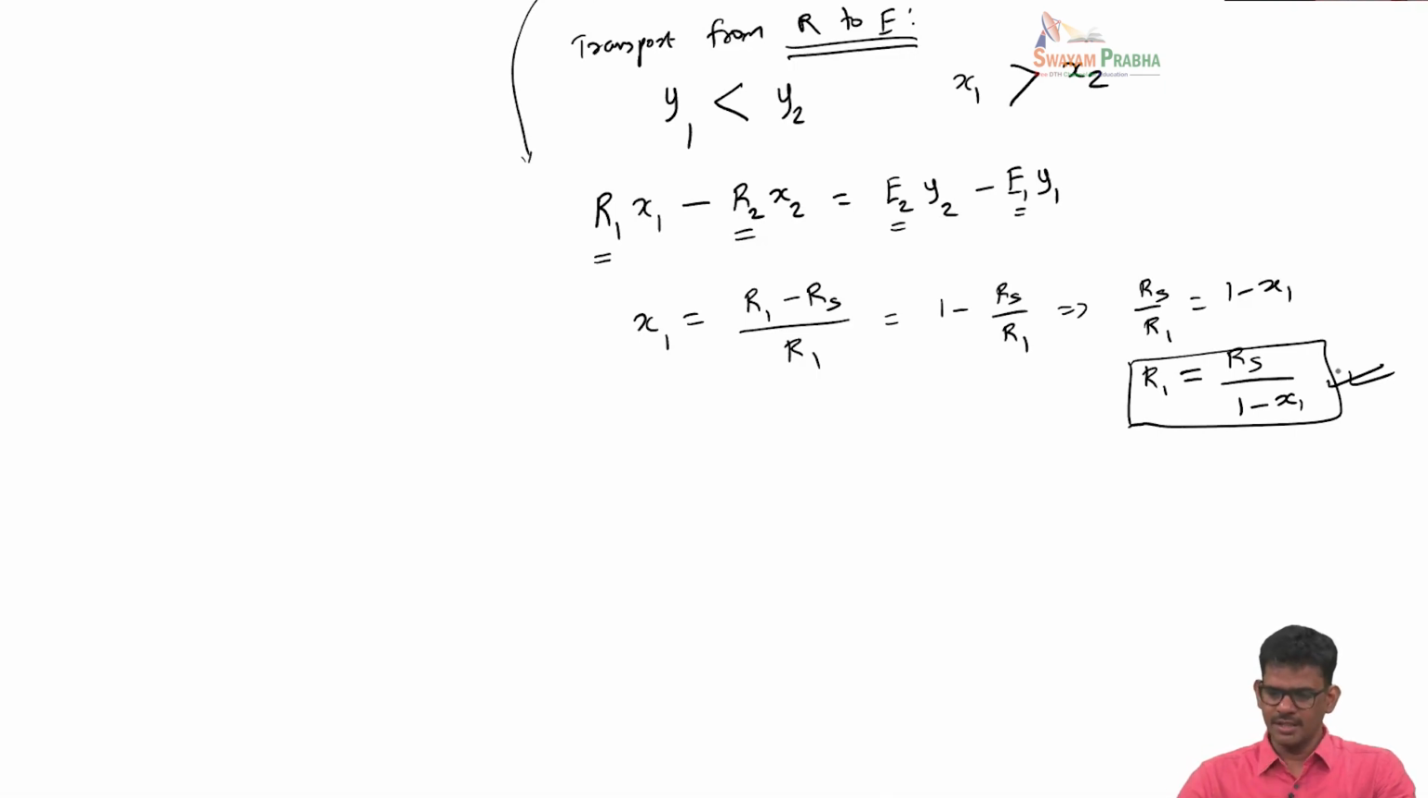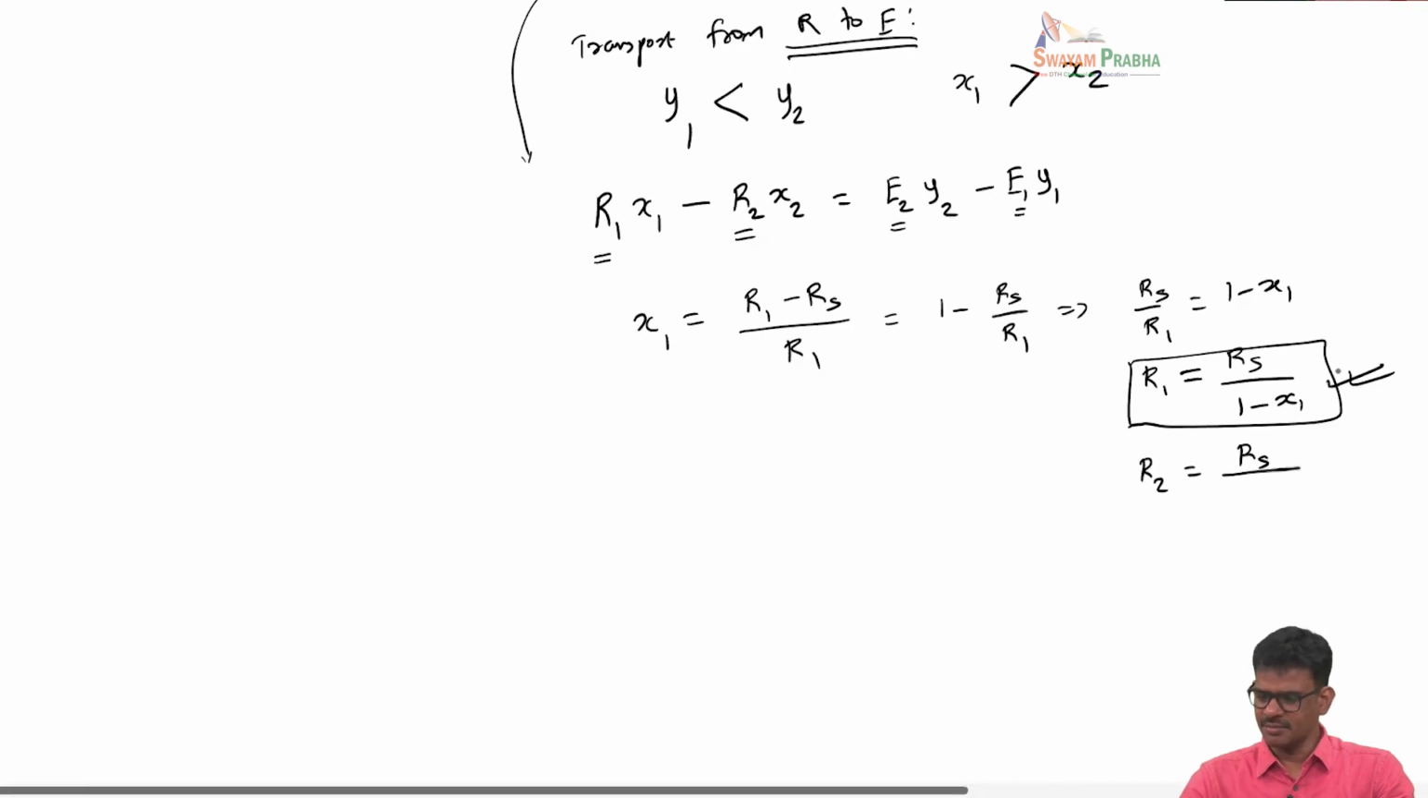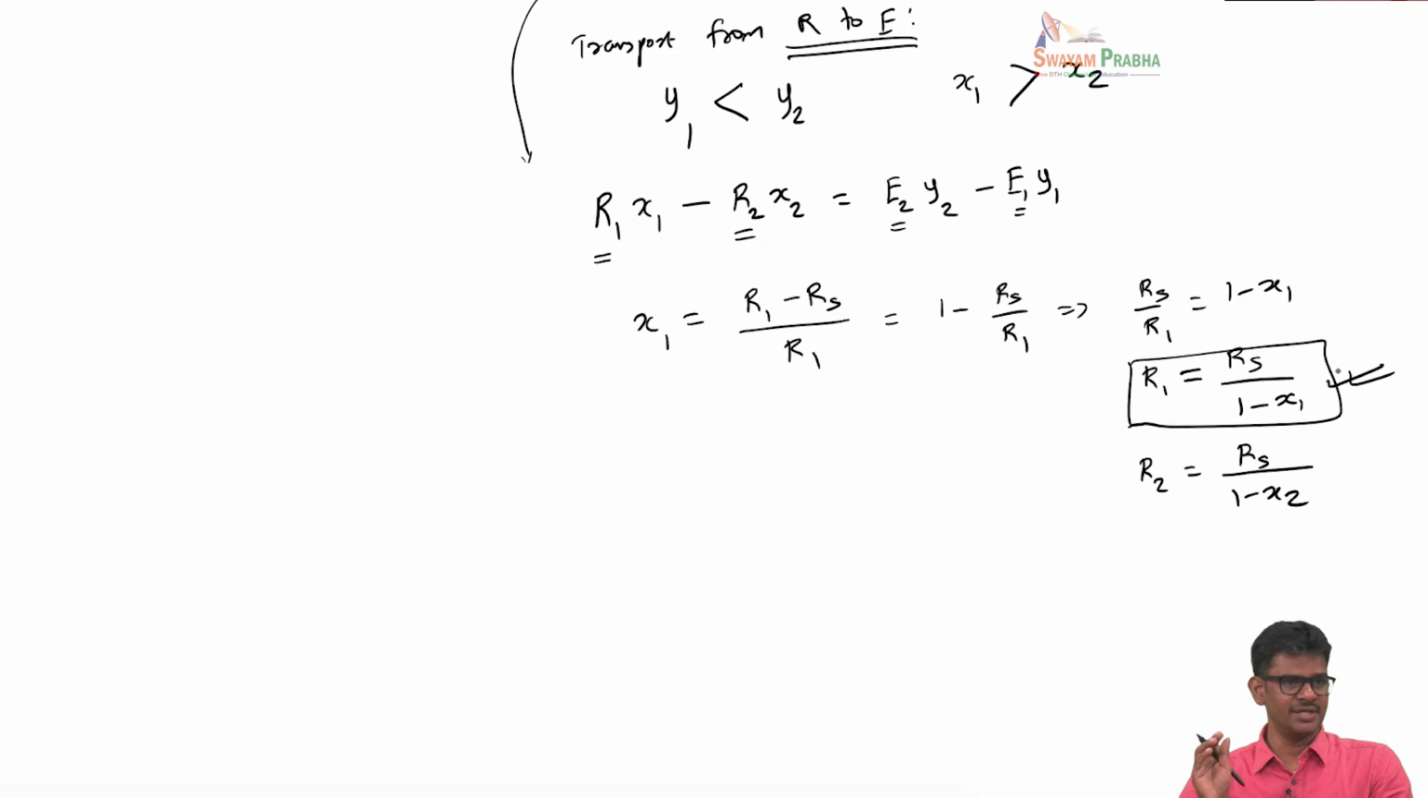Similarly, I can write R2 as Rs by 1 minus X2. I am able to write this only because Rs is constant, Es is also constant, because that is the solvent flow rate that is not participating in the mass transfer. They are only acting as an inert carrier for the solute.